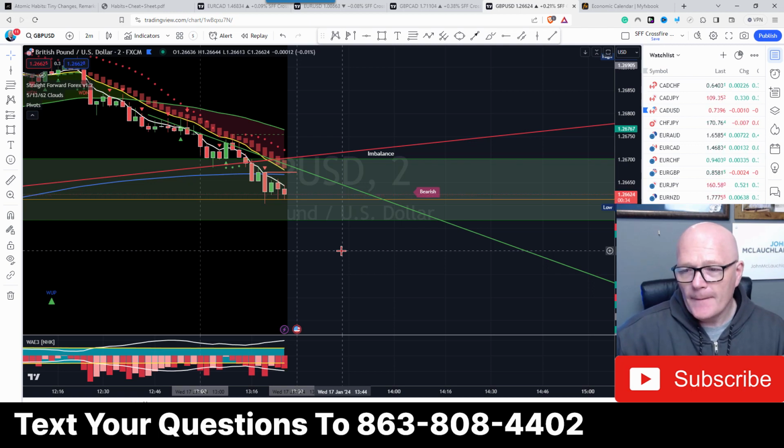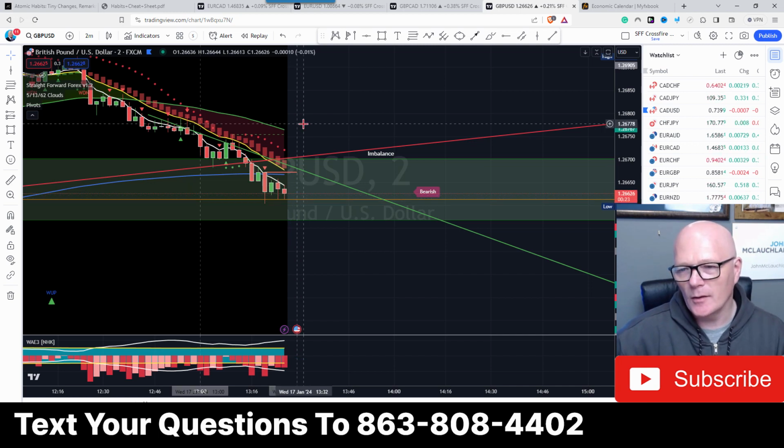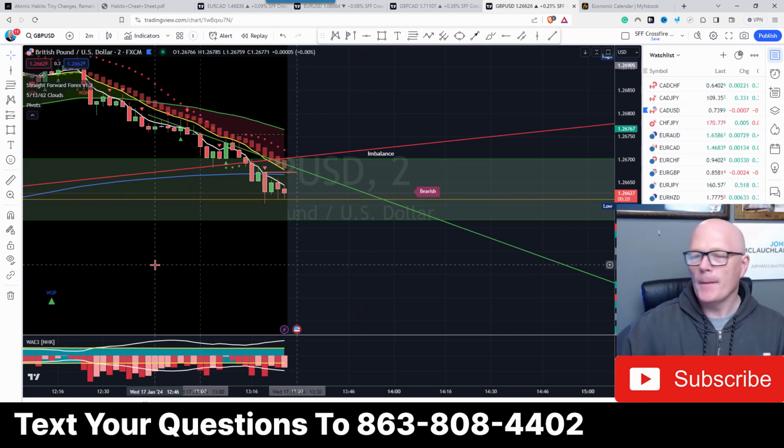And I think probably what's going to happen with this is we're not going to get much price movement above or below this area until the news kicks in, and it'll probably shoot up and come back down. But that's just my guess.